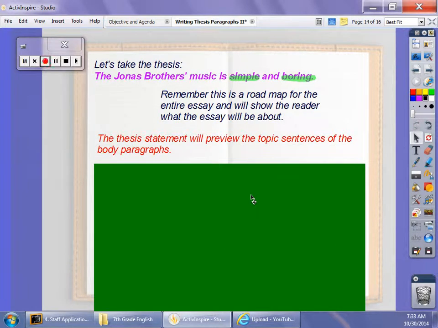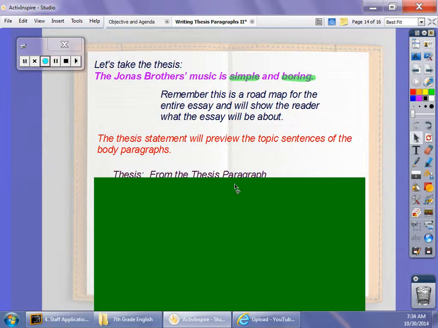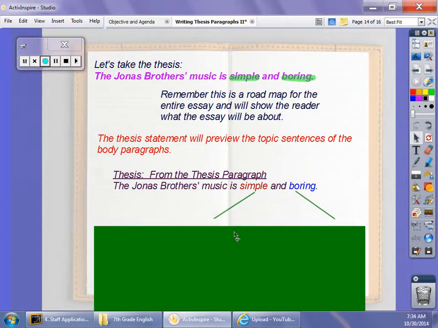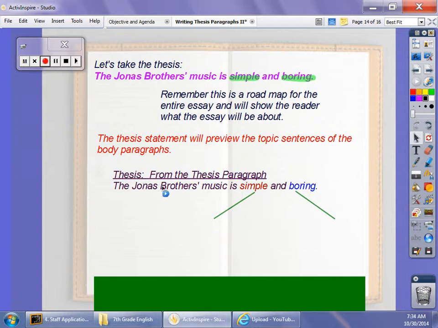The thesis statement will preview the topic sentences of the body paragraphs, regardless of how many you have, whether you have 1, 2, or 3, or more. Let's see how that's done. So let's take the thesis again. The Jonas Brothers' music is simple and boring. Well, simple is going to be the topic of body paragraph 1, and boring is going to be the topic of body paragraph 2. So you can see how we are previewing the entire essay in one sentence in the thesis paragraph.